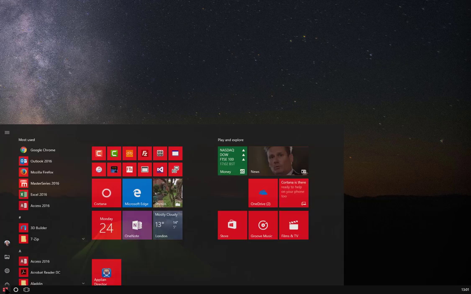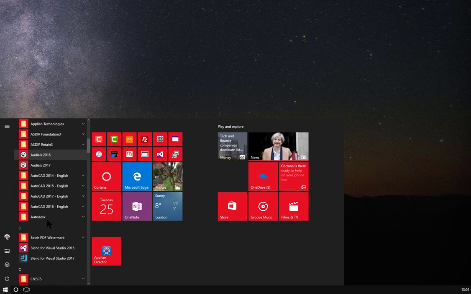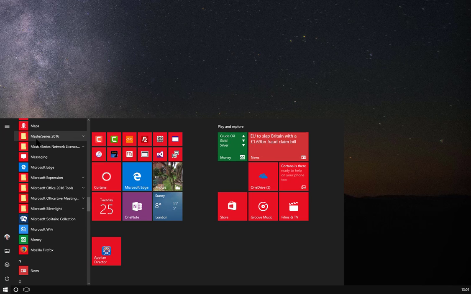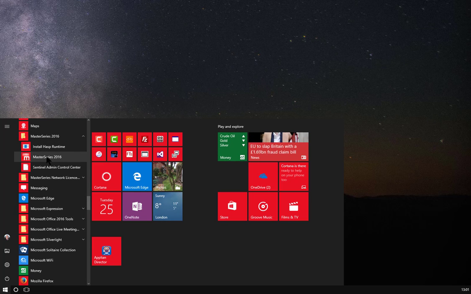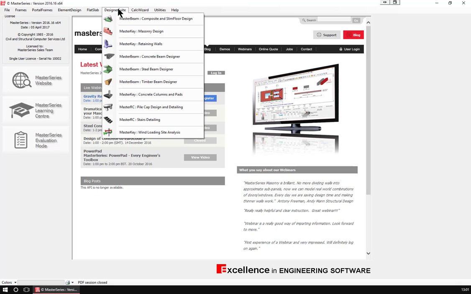So straight into the MasterSeries, and for those who are unfamiliar, down to MasterSeries and into the MasterSeries icon. What I now want to do is just go straight in and do some retaining walls.